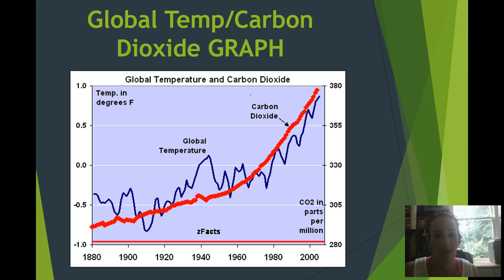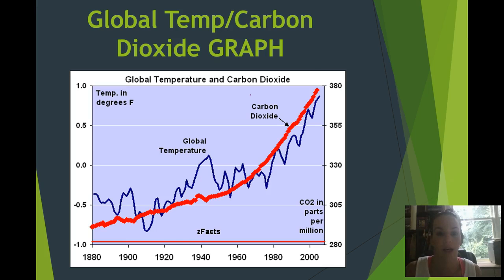So as you can see, if you look at this graph, the global temp and the carbon dioxide. As the global temperature has gone up, the carbon dioxide has gone up. There are people that still think that global warming is a hoax, or it's a government scandal, or whatever you may have heard. But the reality is it's real, and it's happening, and it will impact us in the future, or maybe your children or grandchildren, but it will have a significant impact one day.